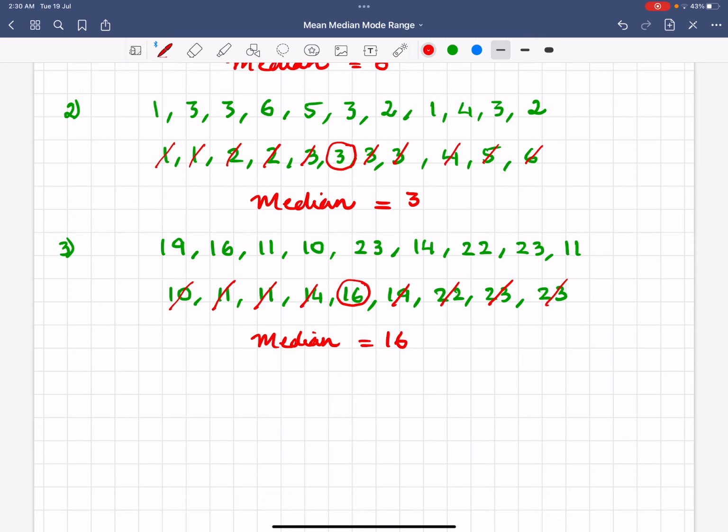So let's move on with another example of median.